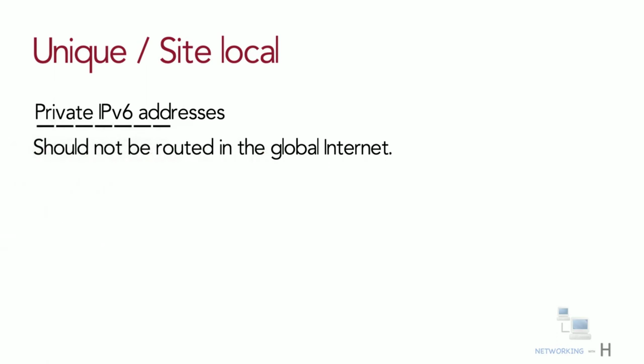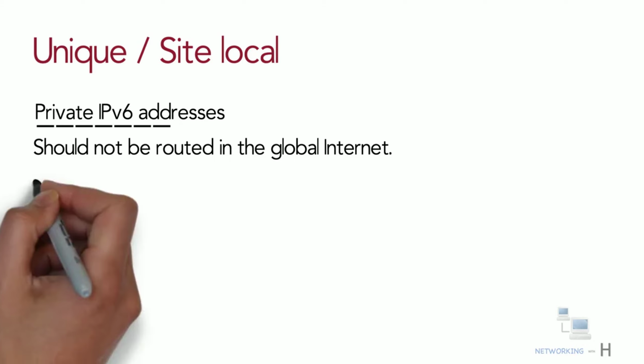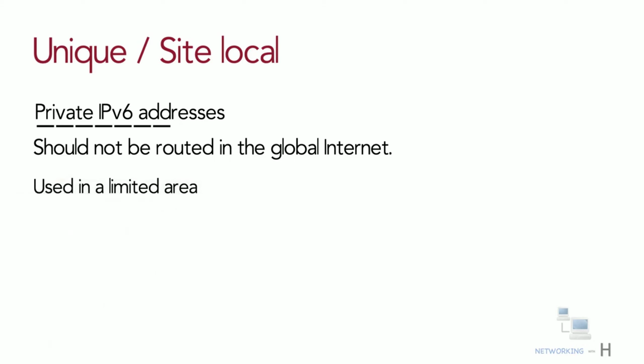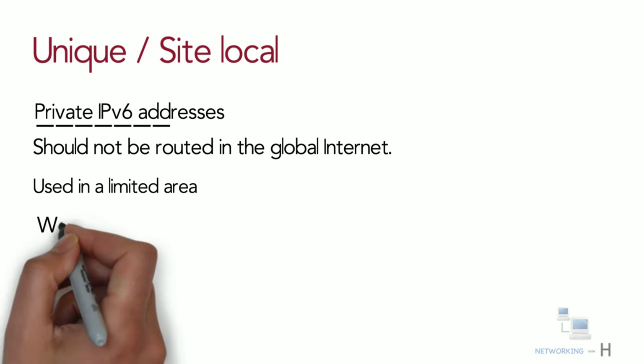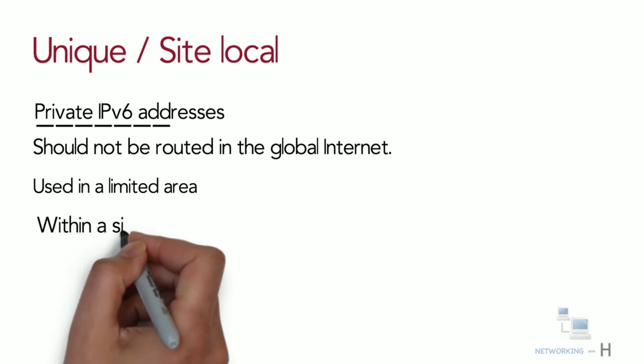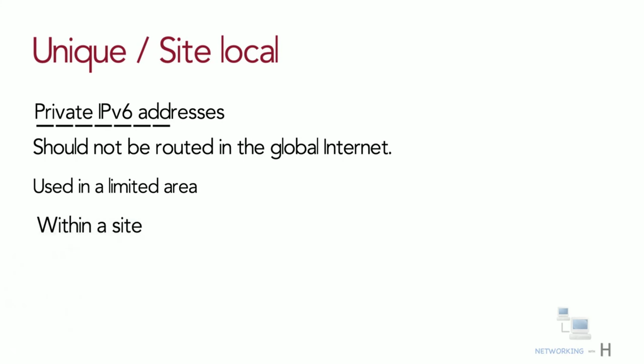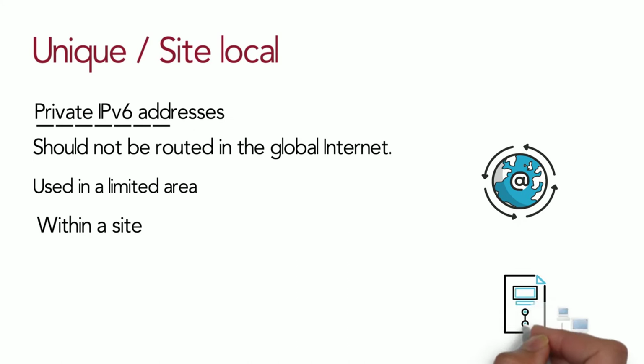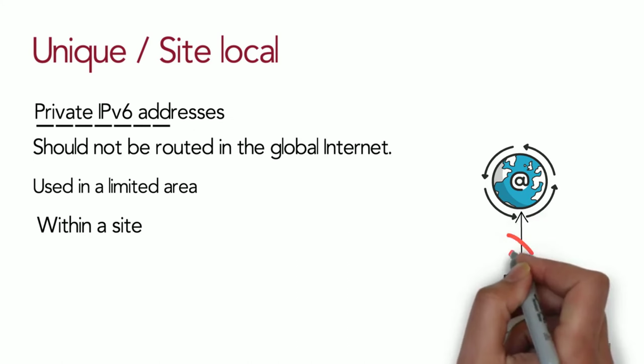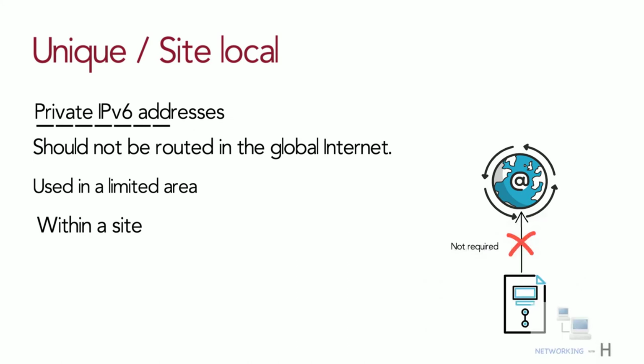They are not allocated by an address registry and are not meant to be routed outside their domain. Unique local addresses are only to be used in a more limited area, such as within a site or routed between a limited number of administrative domains. Unique local addresses are for devices that never need access to the internet and never need to be accessible from the internet.